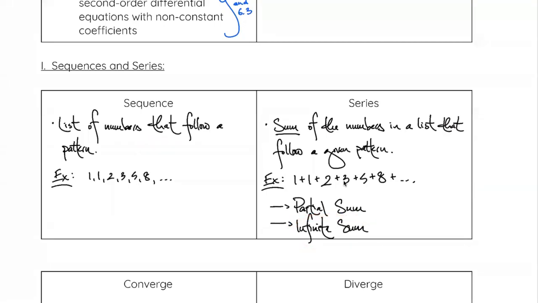Now, using your intuition here, or maybe your previous knowledge, do we think that 1 plus 1 plus 2 plus 3 plus 5 plus 8 plus, and so on, as an infinite sum, is going to approach a number value?